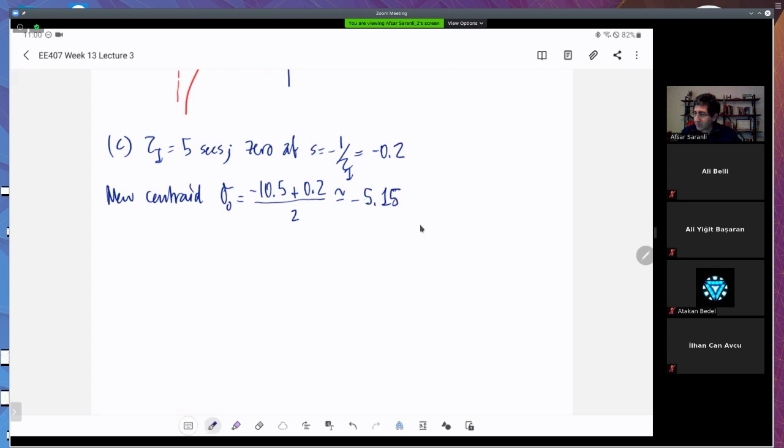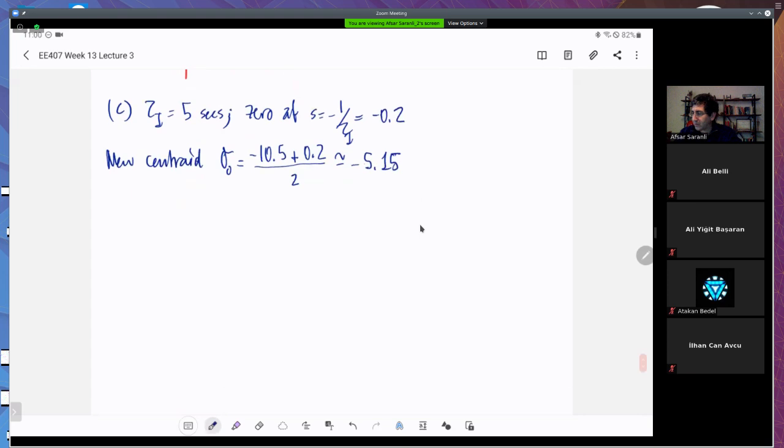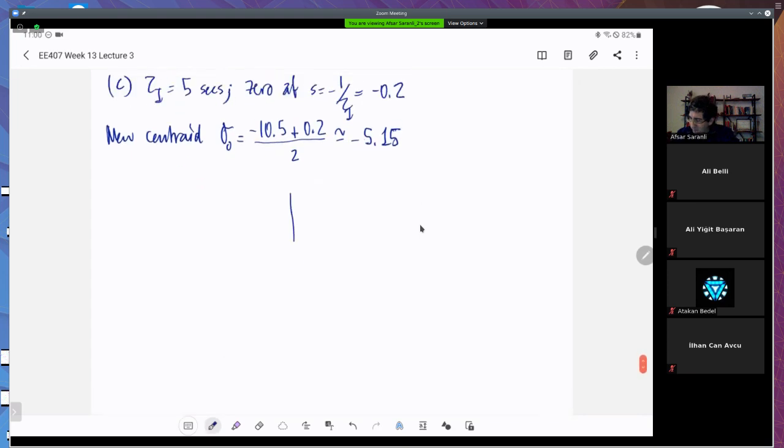So it's on the stable side. That's okay. But now our 0 is quite at a different location. So we will see. We will need to see what happens.